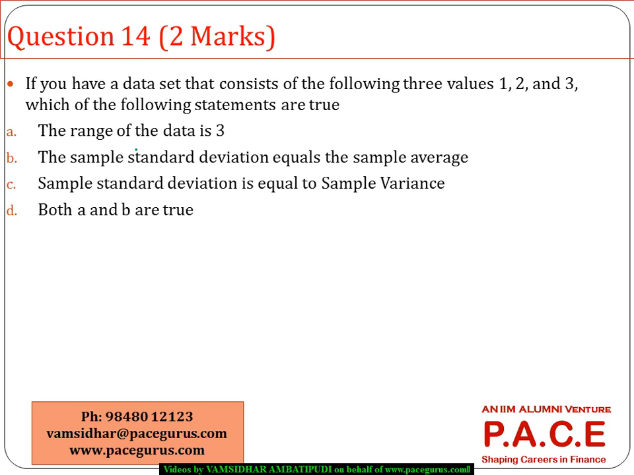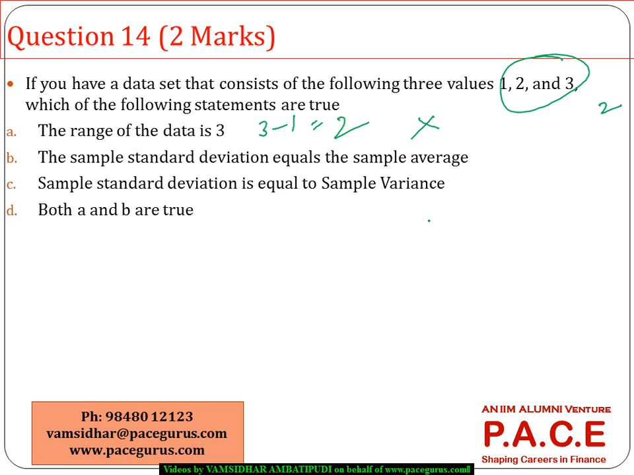If you have a data set that consists of the following three values, 1, 2, 3, which of the following statements is true? The range of the data is 3. No, the range of the data is the maximum minus the minimum, which is 2. So this is not a correct answer. The sample standard deviation equals the sample average. The sample average is 1 plus 2 plus 3 divided by 3, which is 2. Very fine. Then the sample standard deviation.